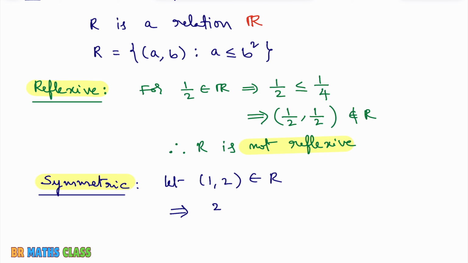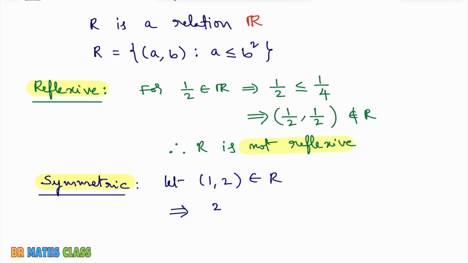Here one important point is finding an example like this. It is not necessary that you also take 1 comma 2 and prove it like that. You can take one more ordered pair x comma y which is in the relation such that y comma x does not belong to the relation. You can find such an example.